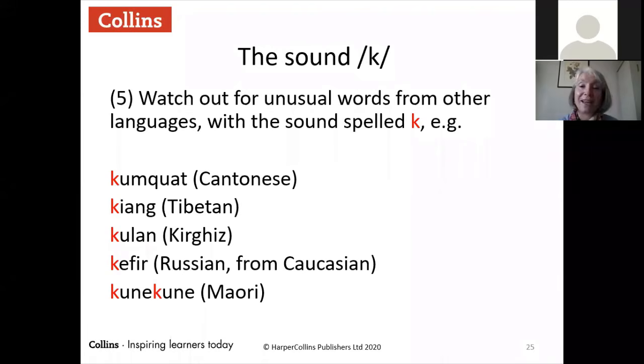Kafir, what's kafir? Someone has given an answer, drink. Yes, a fermented milk drink. Excellent. And what about a kuni kuni from New Zealand?